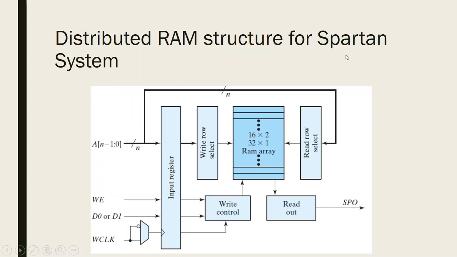So this is how the distributed RAM structure of a Spartan system looks like. So you have the input register, you have the write row select, so you can select which row you want to write at.